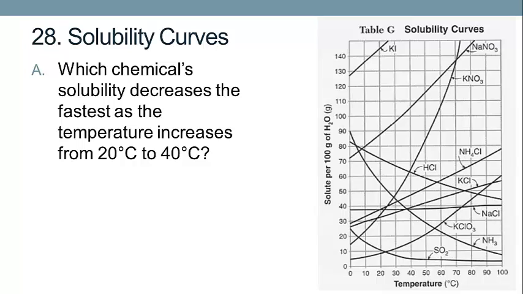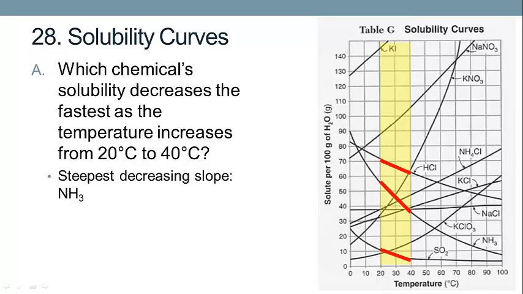Next question involves using solubility curves to answer some questions. Which chemical solubility decreases the fastest as the temperature increases? So we're looking at 20 to 40, so I highlighted that part of the graph, and I'm looking for ones where solubility is decreasing. So those are going to be ones that have negative slopes. The one that has the steepest slope is the one that is changing the fastest, so it's decreasing the fastest.